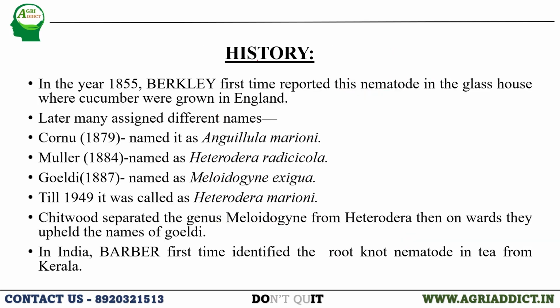Coming to the history of root knot nematodes: in the world, the first time Berkeley identified or reported this type of nematode was in greenhouse cucumber from England, in the year 1855. In the world, in the year 1855, Berkeley identified root knot nematode from glasshouse cucumber from England. This was the first time it was reported.